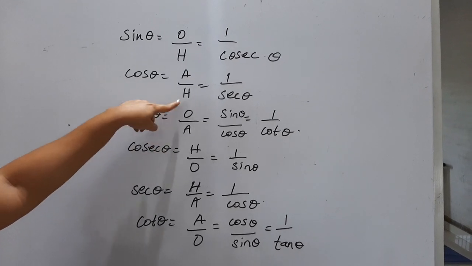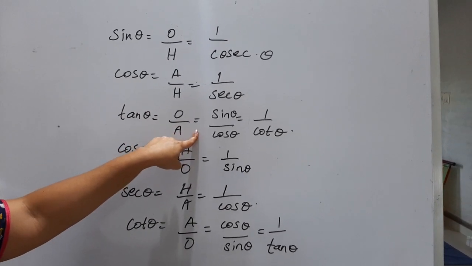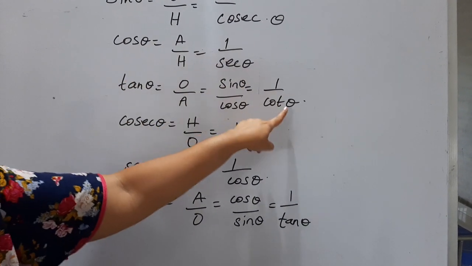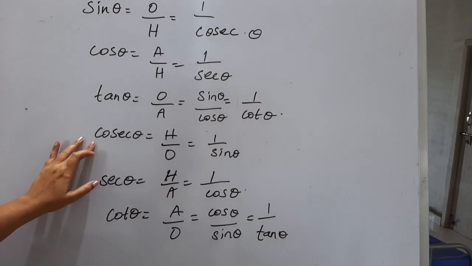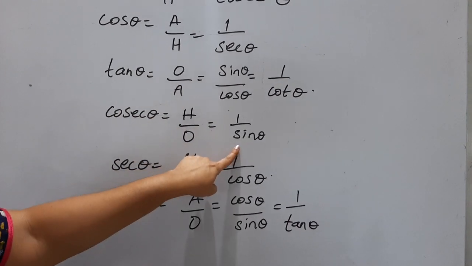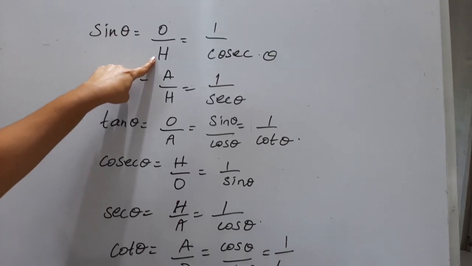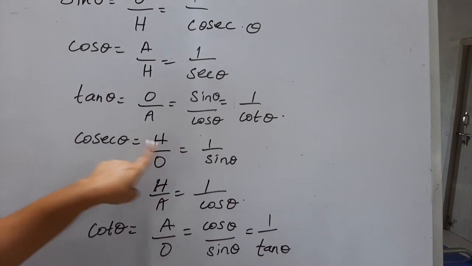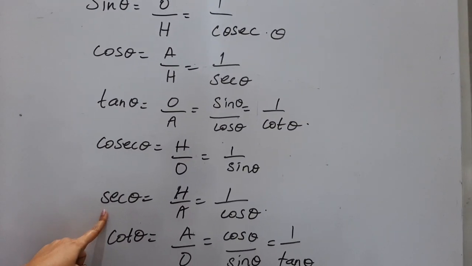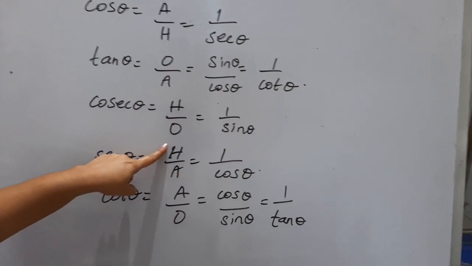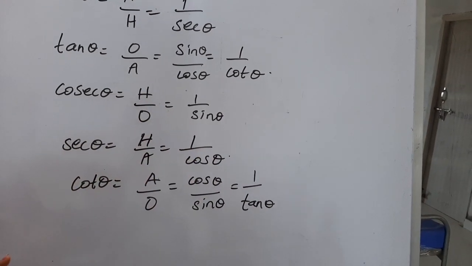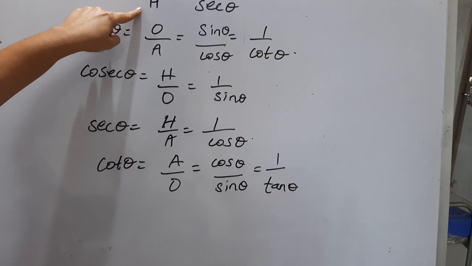Tan theta is defined as opposite upon adjacent, which can also be written as a quotient ratio of sine and cos, and tan is reciprocal of 1 by cot theta. Cosecant theta is defined as hypotenuse upon opposite, because cosecant theta is reciprocal of sine. Sine is opposite upon hypotenuse and cosecant is reciprocal of sine, so we can define that as hypotenuse upon opposite. Your fifth ratio is secant theta, which is equal to hypotenuse upon adjacent side, which is the reciprocal of cos theta. Cos theta is adjacent upon hypotenuse.